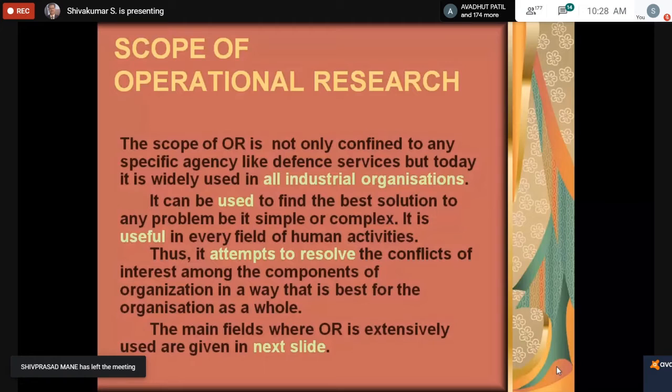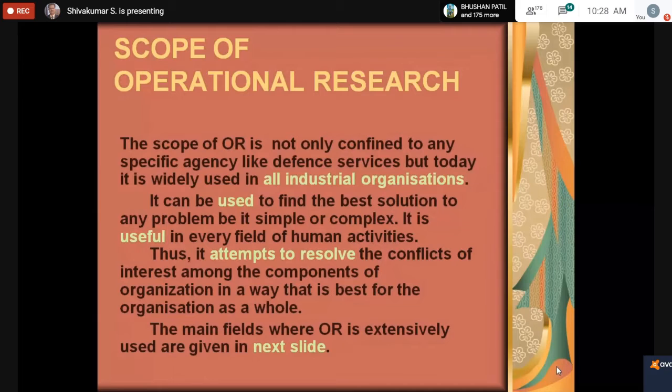So it attempts to resolve the conflicts of interest among the components of the organization. There are going to be multiple components in the organization. Like I told you, in manufacturing you can have design, production, and quality control. Likewise, there are multiple components, so conflicts arise among the subsections. Trying to resolve these is what is best for the organization as a whole.